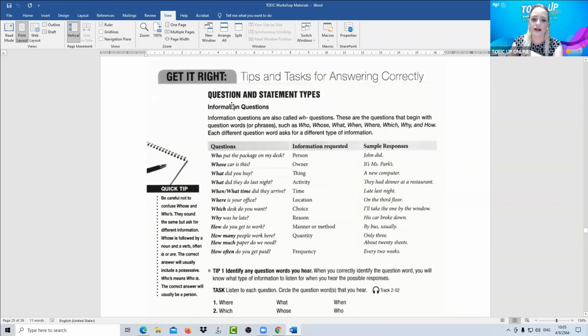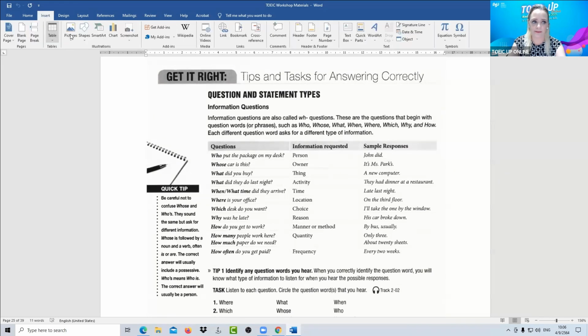Okay, so we're going to look at question and statement types. Remember, part 2 can be question response or statement response. It doesn't only have to be a question. So we'll first go through all the question types that they might ask you, and then we'll look at statements at the end. So the first type of question that you'll see is information questions.